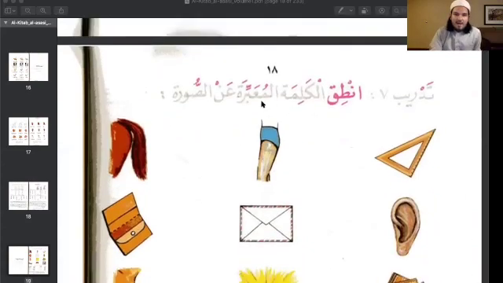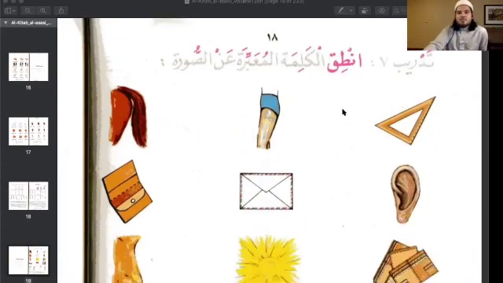أنطق الكلمة معبرة عن صورة. So صورة with a صاد refers to a picture. Okay. معبرة means that refers to. Right. So يوسف، ما هذا؟ هذا مثلث. اسمع، ما هذه؟ هذا فخذ. فخذ. ما هذه؟ هذه فخذ. Good.